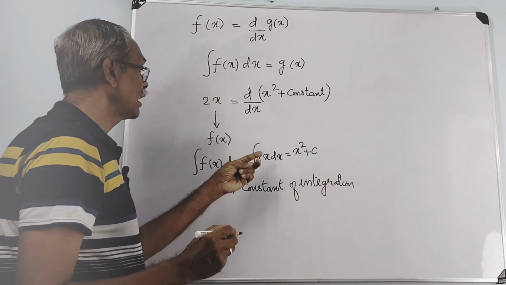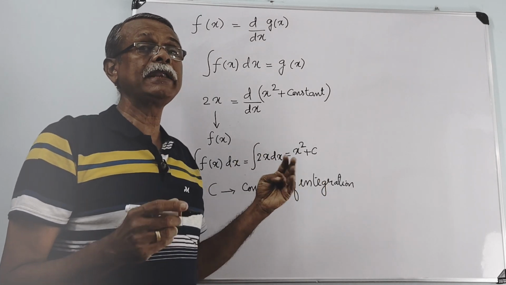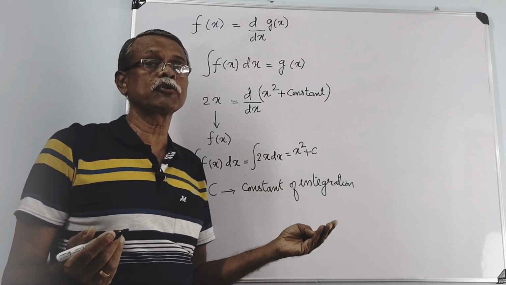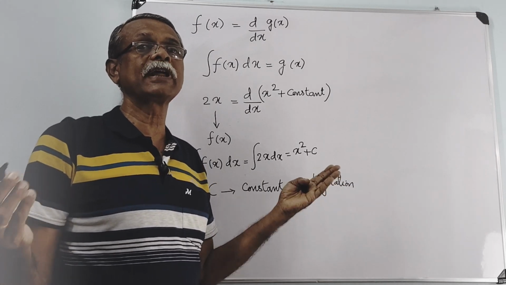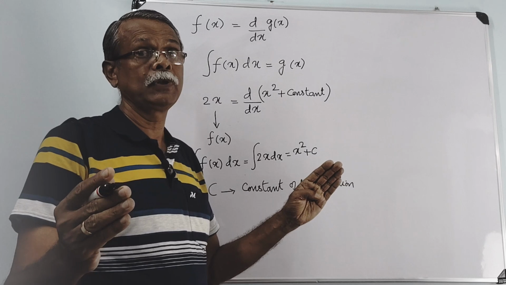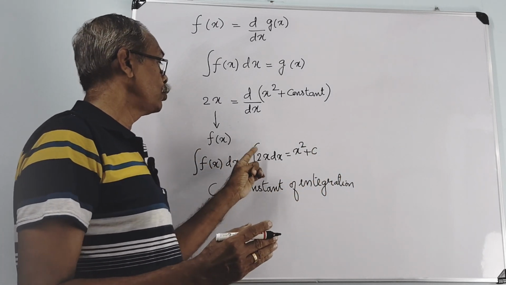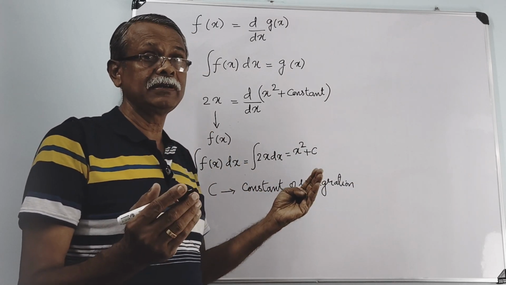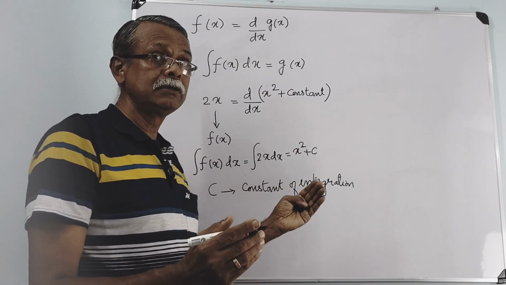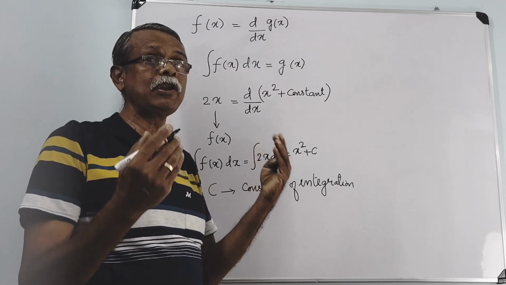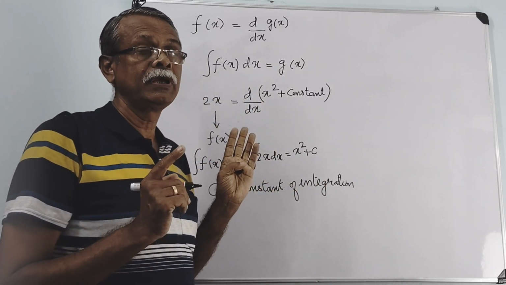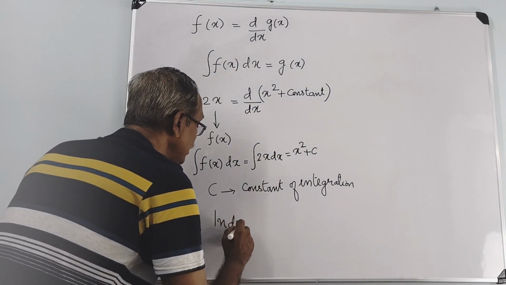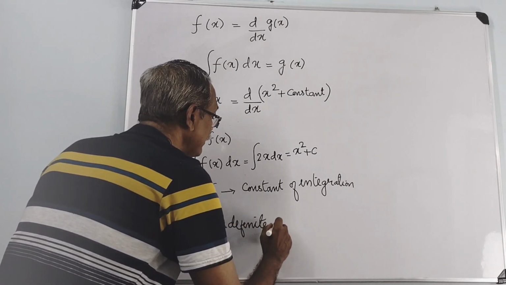Therefore, the integral of 2x can be an infinite number of functions. It is not definite. It can be x square, it can be x square plus 5, it can be x square plus 20, it can be x square plus 10,000, whatever it is. They are different functions. So, the integral of 2x has infinite number of functions as the answer. It is not definite. It is to be determined by evaluating c. If c is evaluated to be 5, then it is a definite function. If c is not known, c is arbitrary, then we call this an indefinite integral. This is called an indefinite integral.